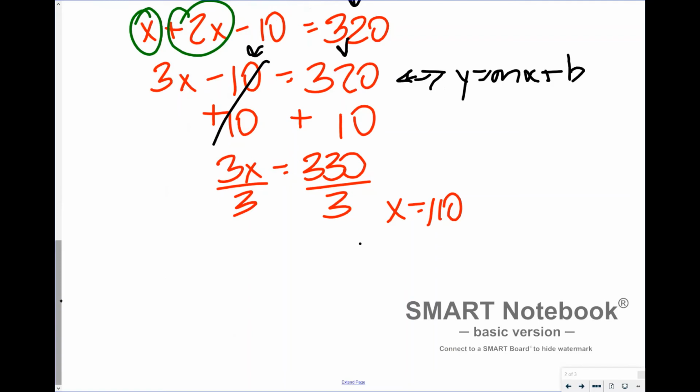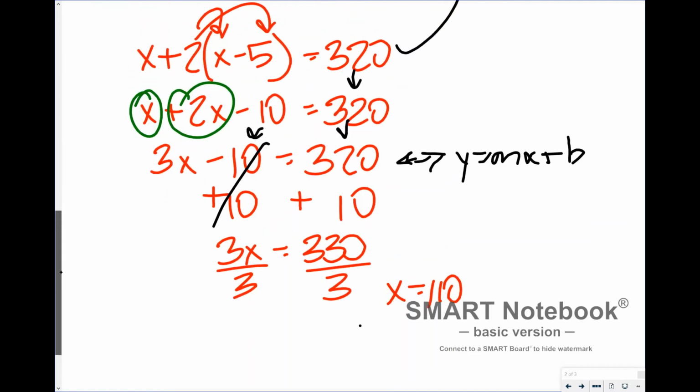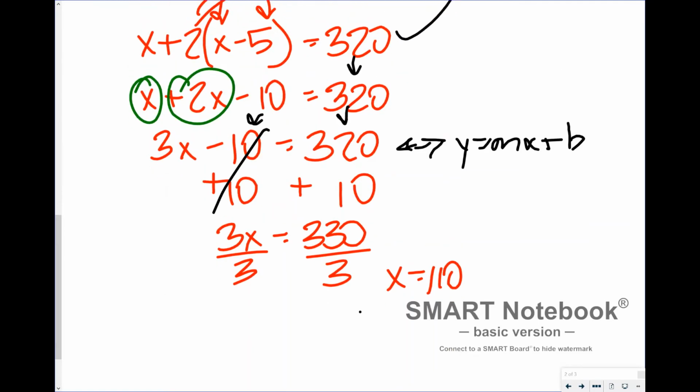So here you go. Automatically crosses out. And here's our answer. But wait, this is my score. This is what I got. This is my score, 110. Okay.